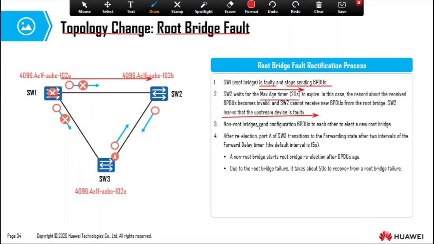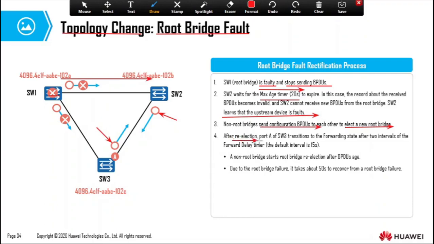Then the non-root bridges will start sending configuration BPDUs to each other in order to elect a new root bridge. So they'll start sending again. You see what switch 2 is doing? Sending configuration BPDU. Hey, I am the root. Switch 3 is also sending, hey, I am the root.